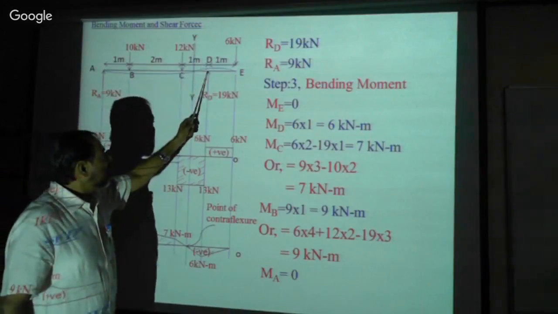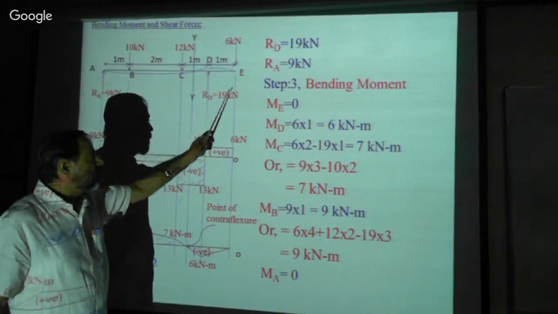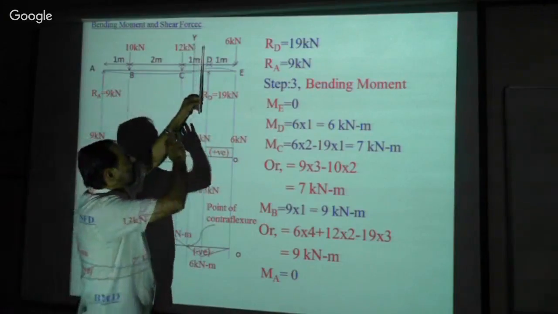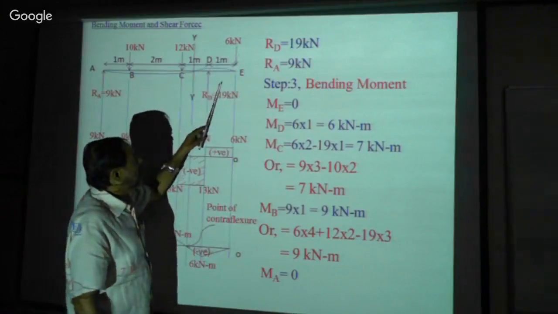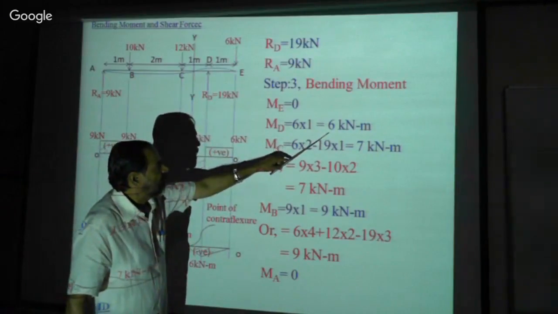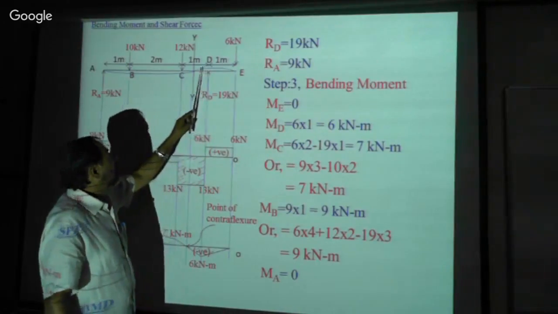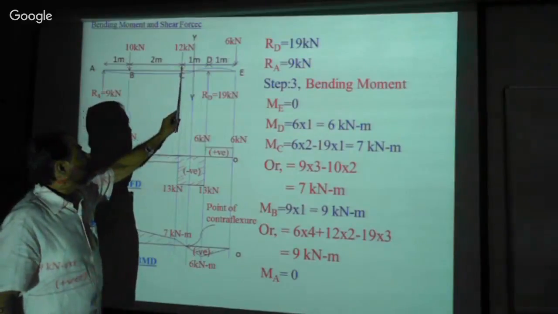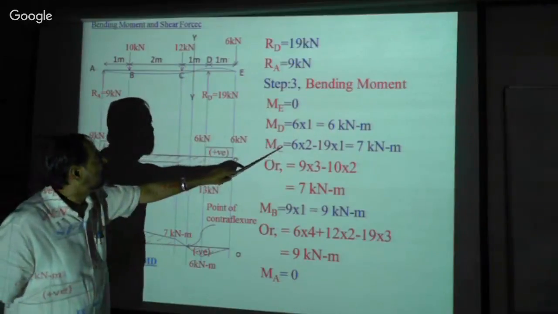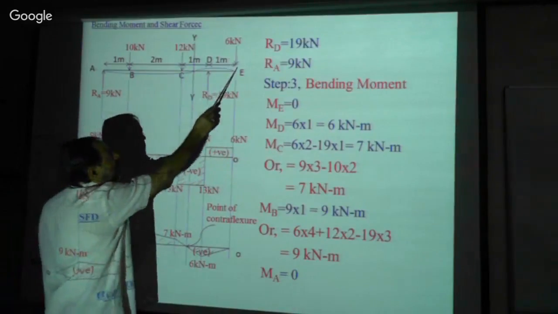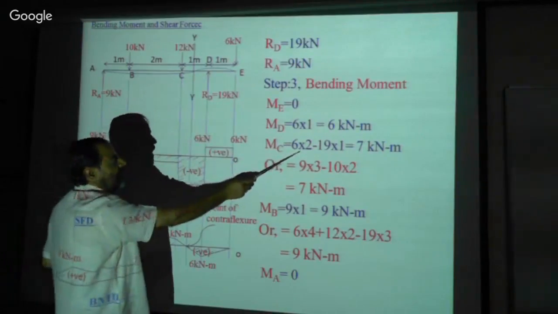And the bending moment at D: consider the right-hand section, the right side. If you consider the right section, 6 multiplied by 1 is 6 kilonewton meter, the bending moment at this point. When you reach this point, the bending moment at C is equal to, from here to here, 6 kilonewton multiplied by 2 meter.